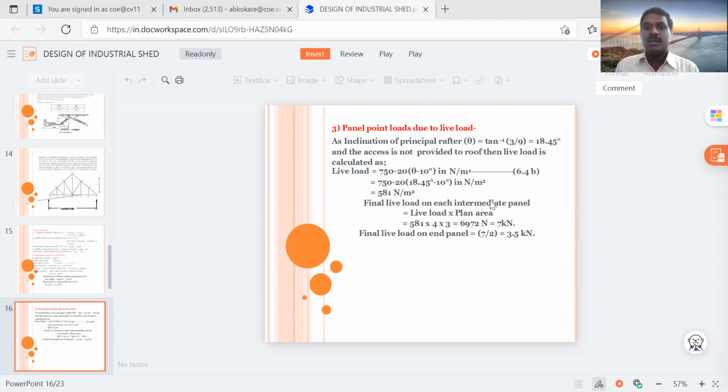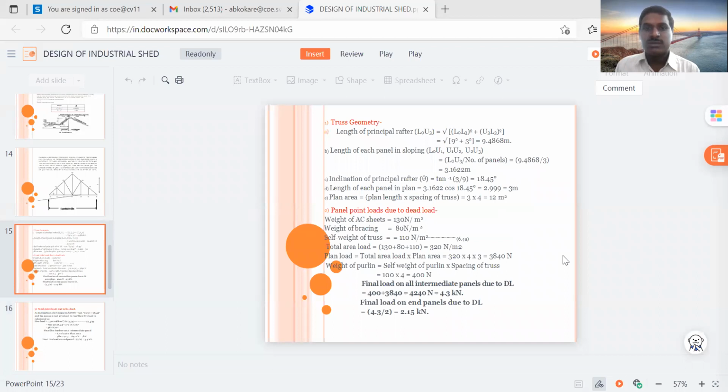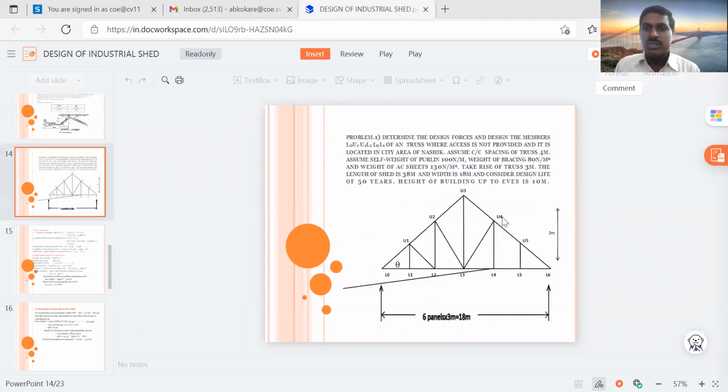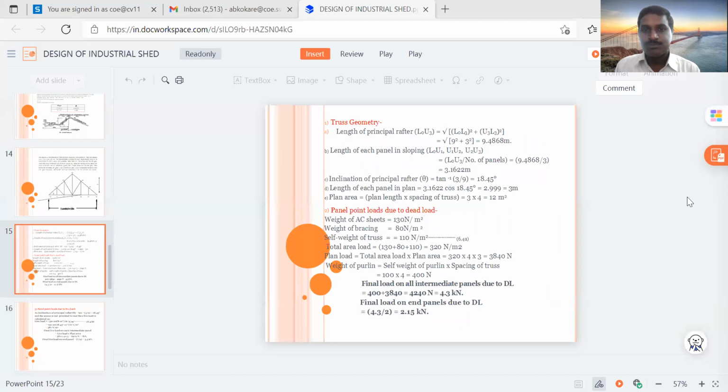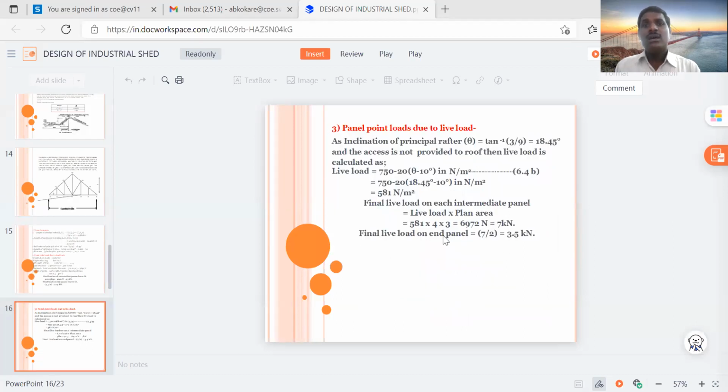So the intermediate panels, as we have seen, mean U1, U2 and U4, U5. These are the intermediate panels, and for the live load on the end panel, it is 7 by 2, 3.5. So here we have seen U1, U2, U4, U5 are the intermediate panels, and L1, L0, U3, L6 are the end panels. So here the live load calculations are over.